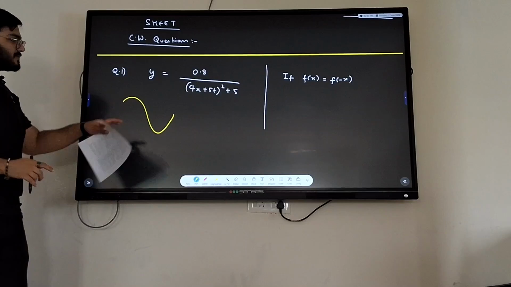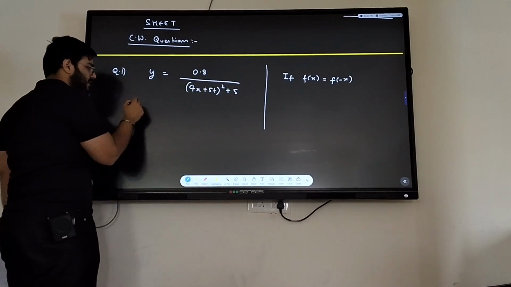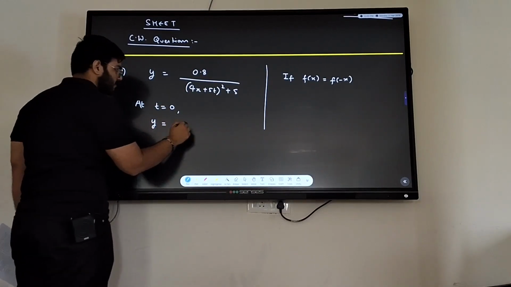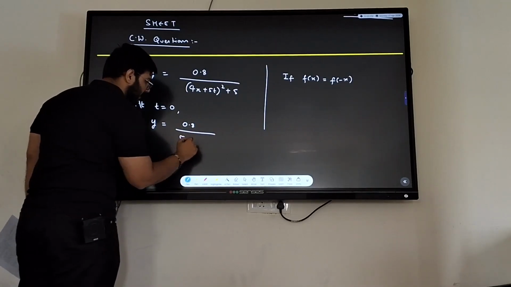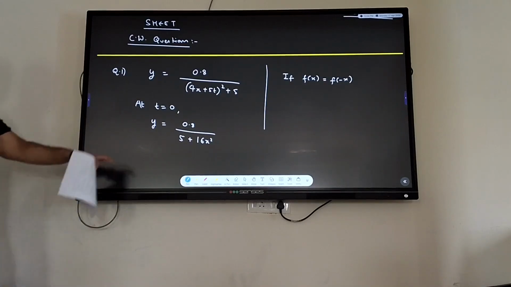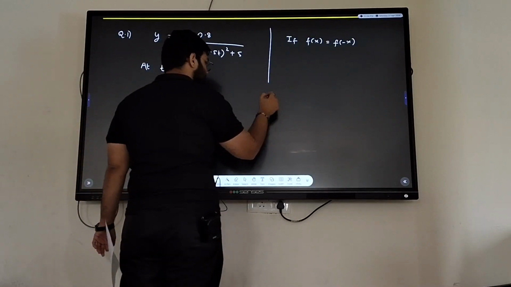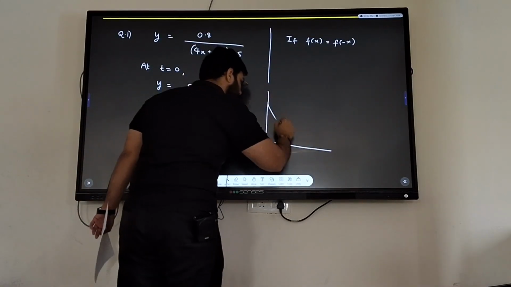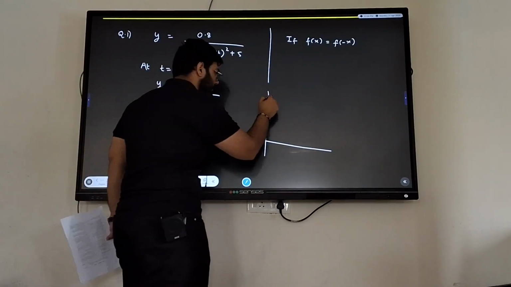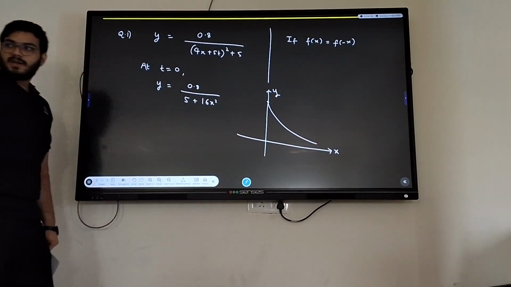So if my graph looks something like this at t equal to 0, what is my function? My function is given to be 0.8 divided by 5 plus 16x square. So it looks to me like 1 over x square kind of thing. Then the graph is something like this. This is y versus x.